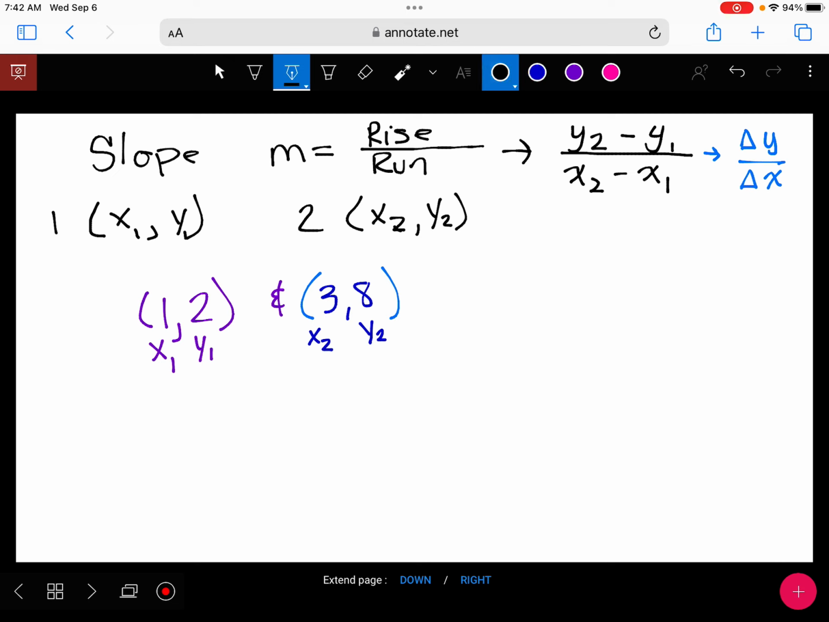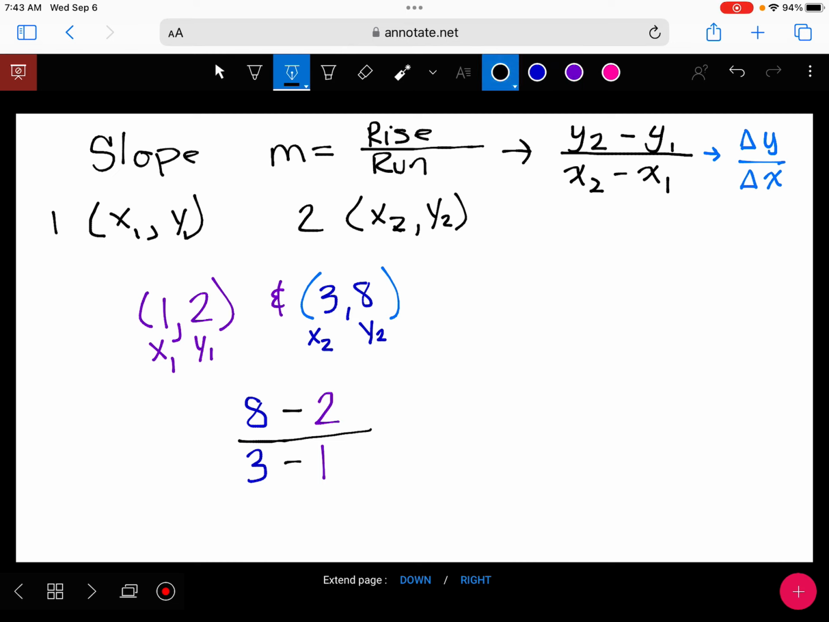So I'm going to take that fraction to find my slope. We're going to take my y's, my 8, and I'm going to subtract 2. In the denominator, I'm going to take my 3, and I'm going to subtract 1. I have my blue point together. I have my purple point together. It does not matter which one's in front. I'm putting this one in front right now, but it doesn't really matter.